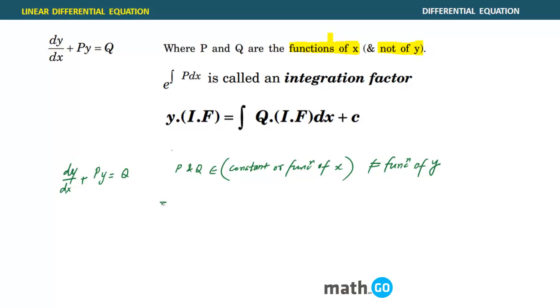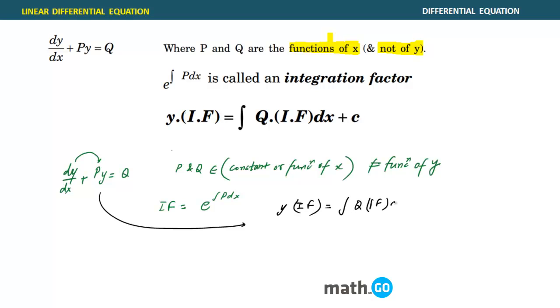And then there is a term called the integrating factor, which I call IF, which is e raised to the power integral of p dx, where p is the coefficient of y here. So remember, y will come, and p and q will not be in y, they will only be in terms of x. The solution to this problem can be directly written as y into integrating factor equals integral of q into integrating factor, integrated again, plus c. This is the answer we are looking for.